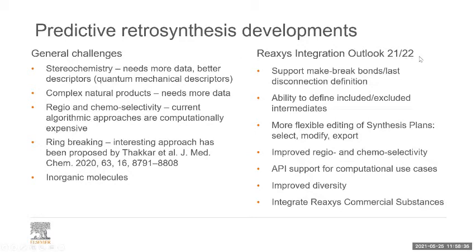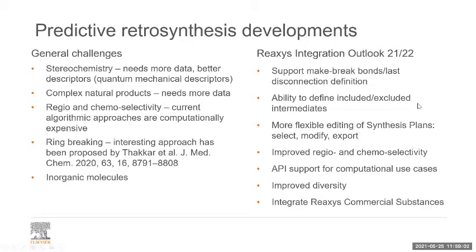So what are we working on for the rest of the year and next year? We want to have a feature for the user to be able to define the bond to break or the bond to protect. That is one of the features that we have heard quite a lot about, that the users have requested. So we are working on introducing that feature.